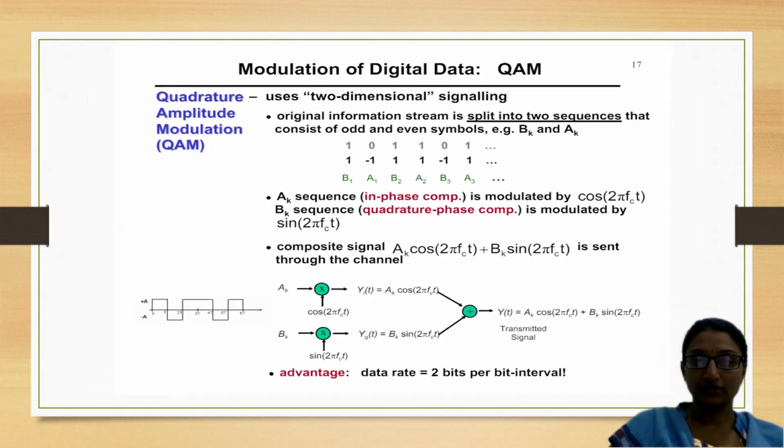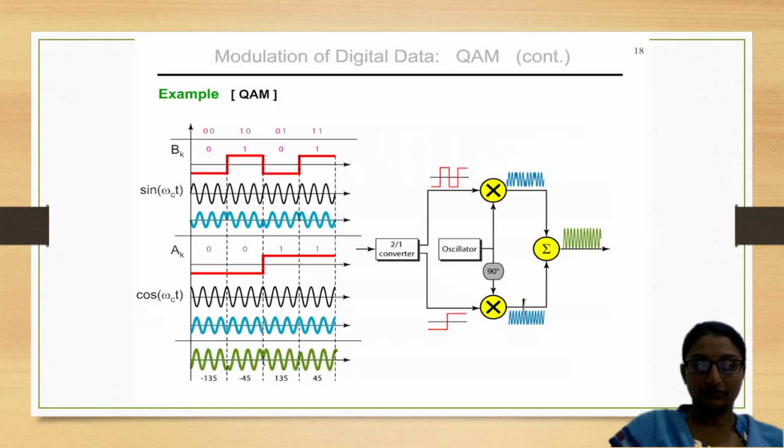This is the special digital modulation technique, that is QAM. It uses two-dimensional signaling. And here the QAM modulation process is observed. So we are using two product modulators and a summation again.